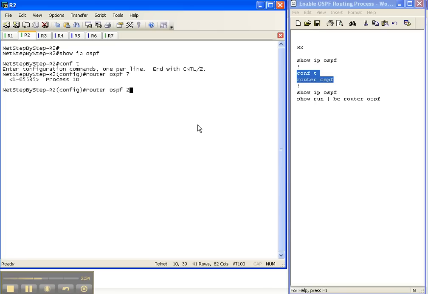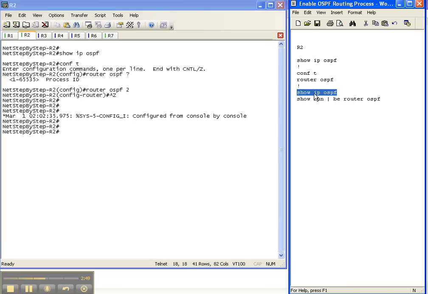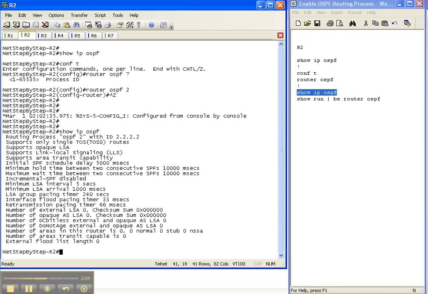Okay, so like I said earlier, router ospf 2. I'm going to choose the process ID of 2 for router 2. There, we've enabled the OSPF routing process for router 2. Pretty easy, pretty straightforward. Now let's do our show ip ospf command to see if we have any output now, and we do, and there's lots of it. A lot of things have been enabled by default in the way of timers and checksums and all kinds of information that was enabled by default when you enabled the OSPF routing process here on router 2.